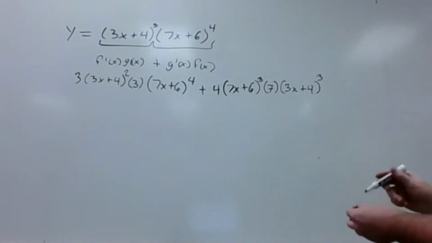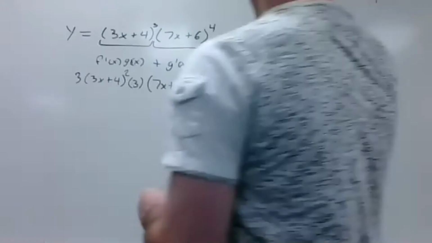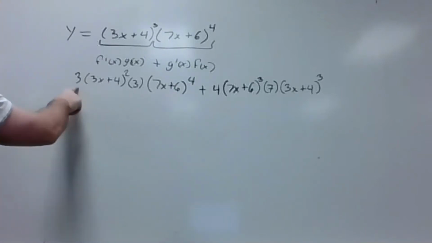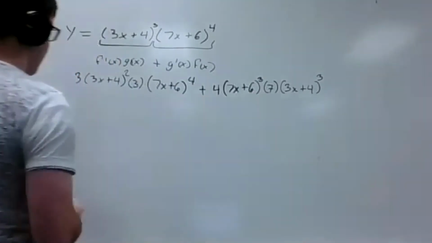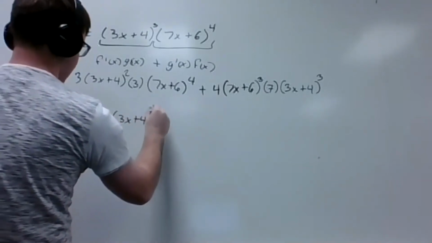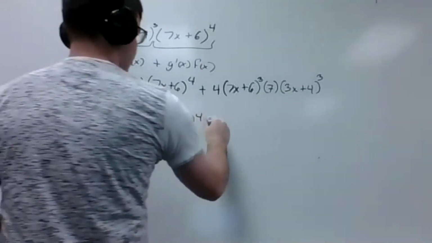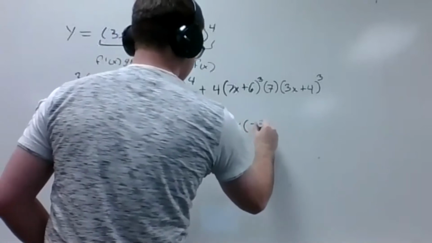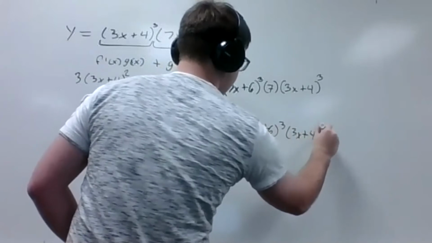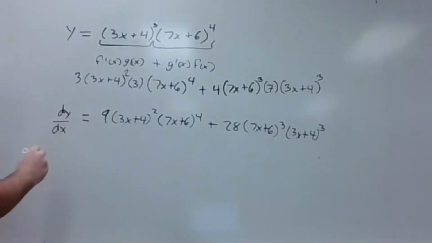So this is kind of complicated, right? So we can't really do much with the powers. So to simplify this, I would just multiply all our individual numbers. So we get 9 times 3x plus 4 squared times 7x plus 6 to the fourth plus 28 times 7x plus 6 to the third, 3x plus 4 to the third. And that should be our answer.